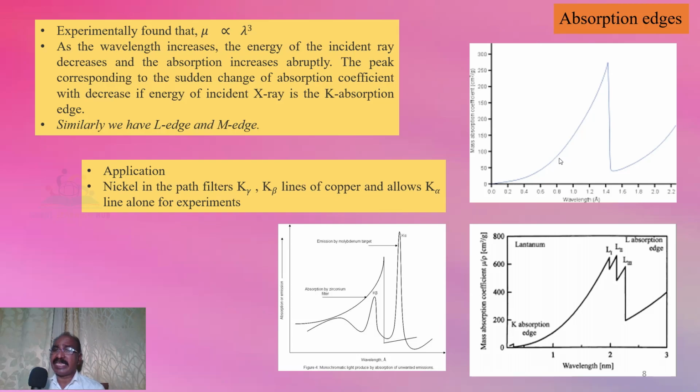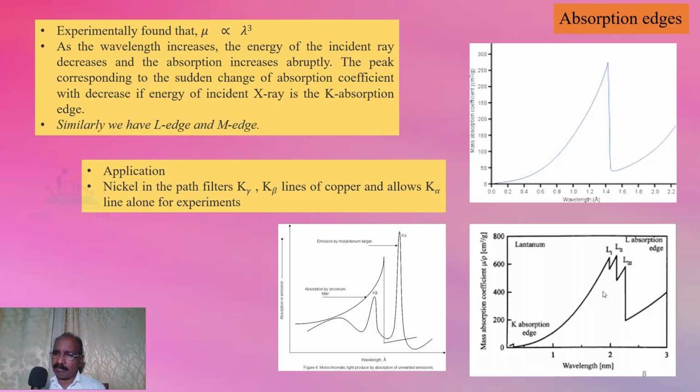And as the wavelength increases, absorption also slowly increases. And at a particular wavelength, this X-ray has the energy to knock down the 1s electron. Therefore, the 1s electron, that is the K shell electron, will be knocked down and comes out, and all of a sudden the absorption coefficient decreases. And then once again, as the wavelength increases, the absorption coefficient increases, and so on.